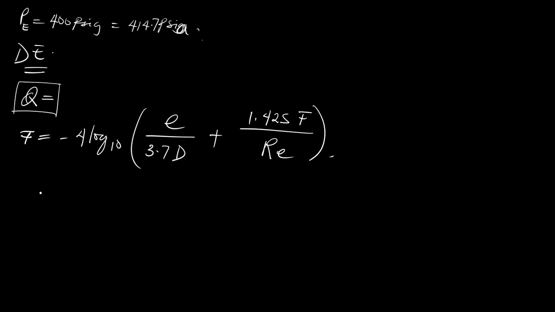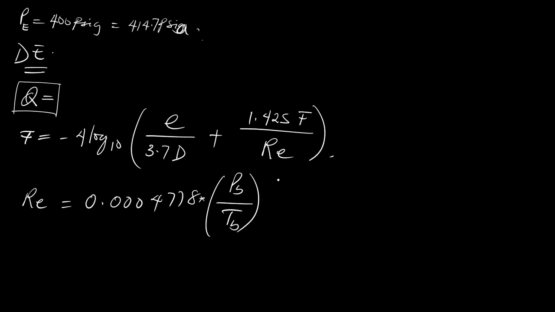Now let's calculate first the Reynolds number. The Reynolds number is equal to 0.0004778 times base pressure divided by base temperature times G, the gas gravity, times the flow divided by the viscosity times internal diameter. Now let's input our values.